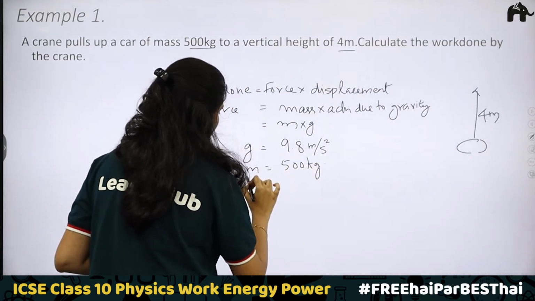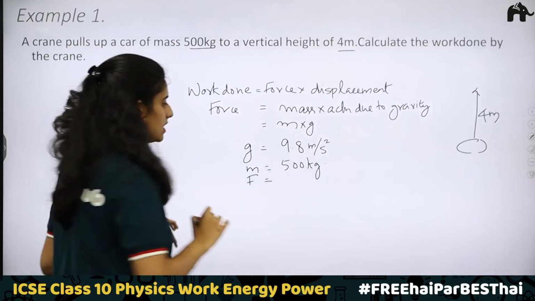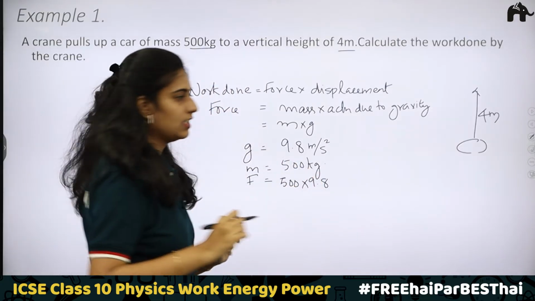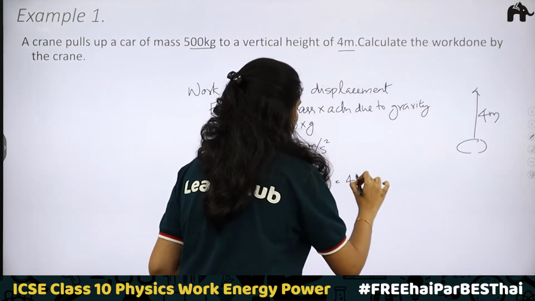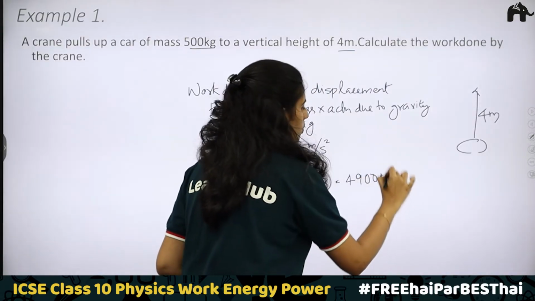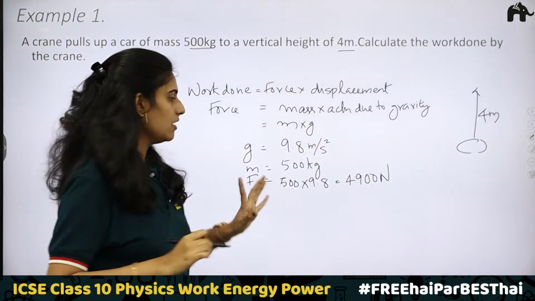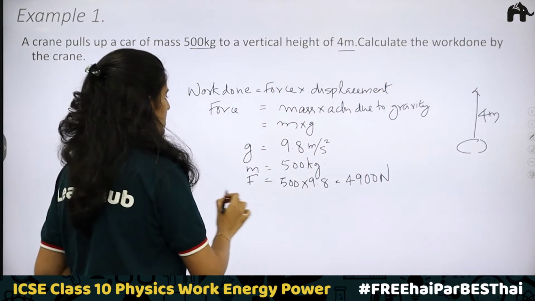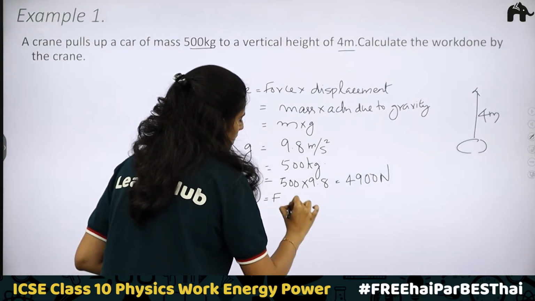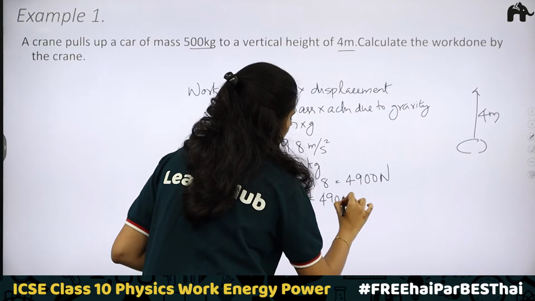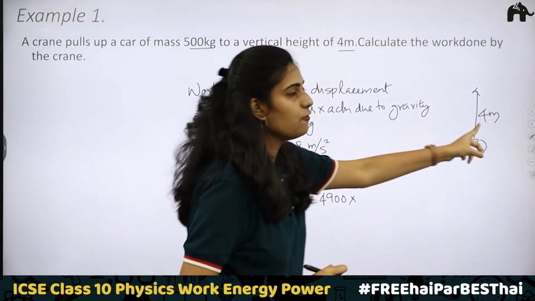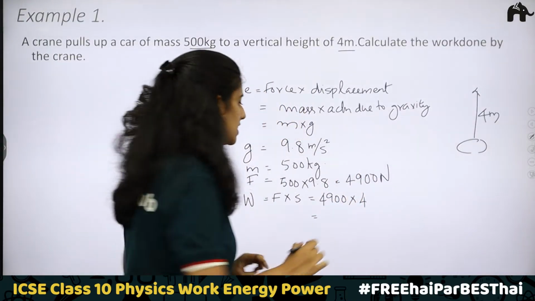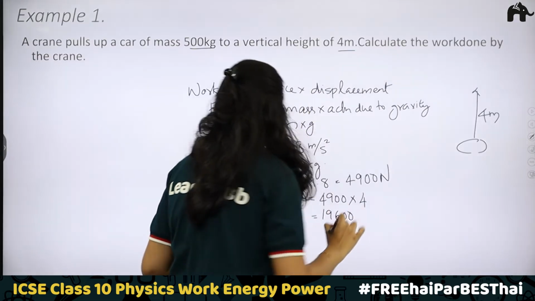Now tell me what is the weight, that is the force in this case. Force is equal to mass into acceleration due to gravity, 500 into 9.8, which is equal to 4,900 Newton. Newton is the unit of force, as we have studied in the previous chapter. 4,900 Newton is the force that we are getting. Now we can easily find the work done. W is equal to force into displacement, which is 4,900 into, what is the displacement? Displacement of 4 meter. So you will be getting 4,900 into 4, which is 19,600, and the unit of work.